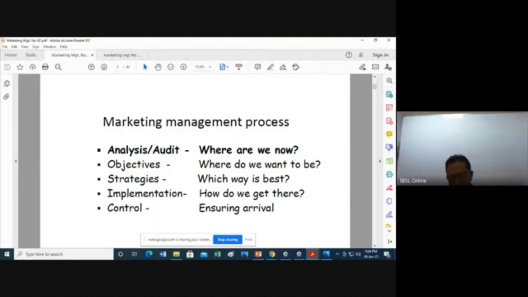So in the marketing management process, understanding your marketing environment, the environment that you are operating in, what strengths and weaknesses you have, how you improve on your weaknesses, how you further strengthen your strengths, how to capitalize on opportunities, and how to minimize the impact of threats, are the key decisions that you take at this level.